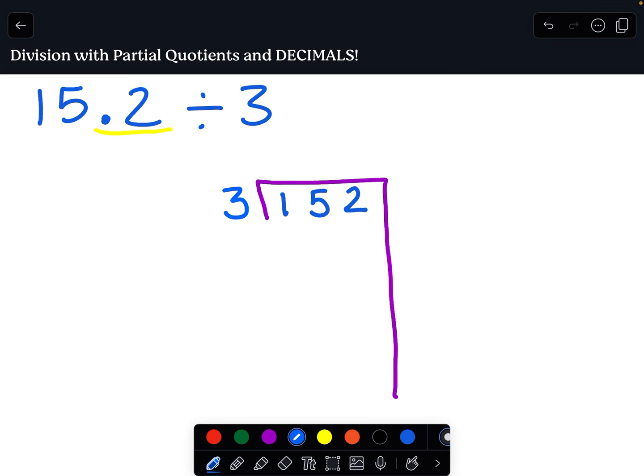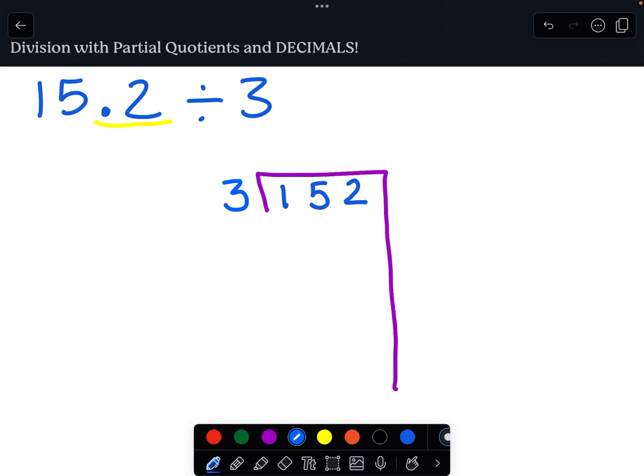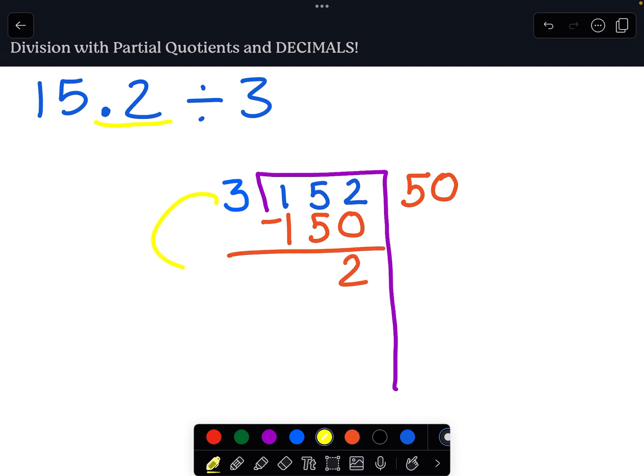So the first thing we're going to do is just answer this problem. How many times does 3 go into 152? Well, I know 3 times 5 is 15, so 3 times 50 is 150. I'm going to subtract. I end up with 2. And since 3 does not go into 2, 2, if I weren't working with decimals, would just be my remainder. But I actually want to work with decimals today.